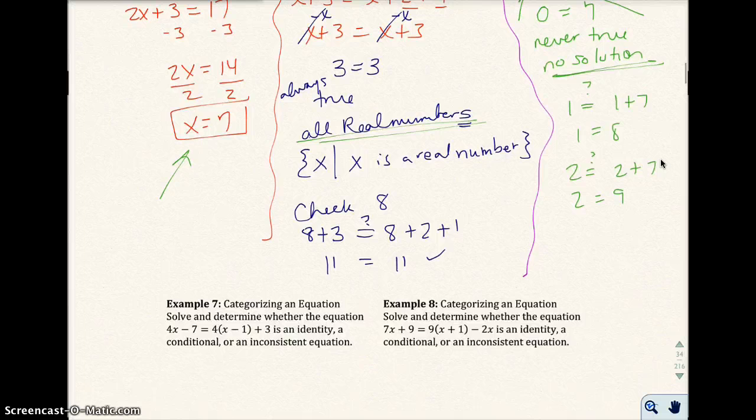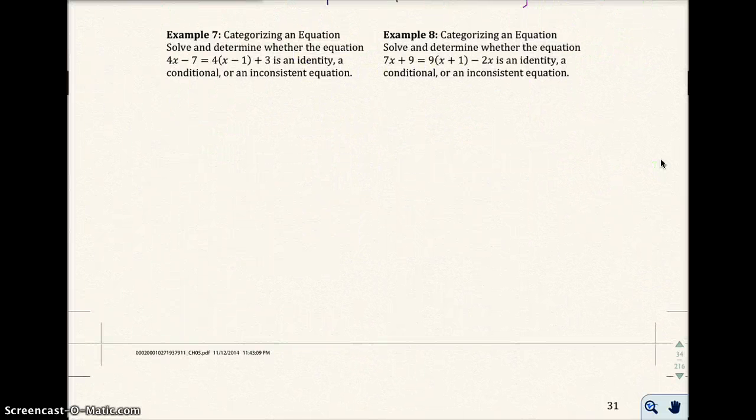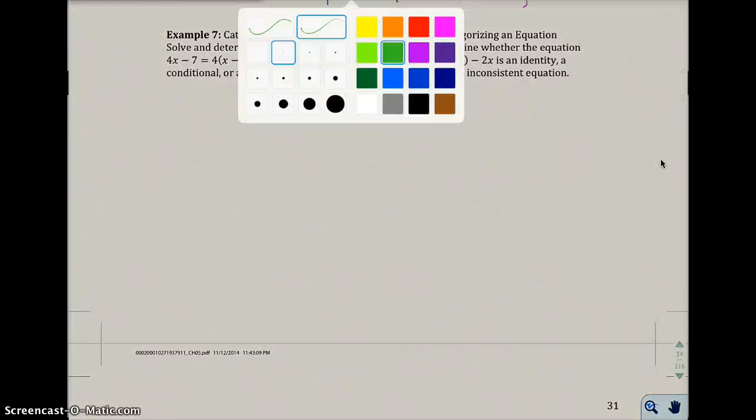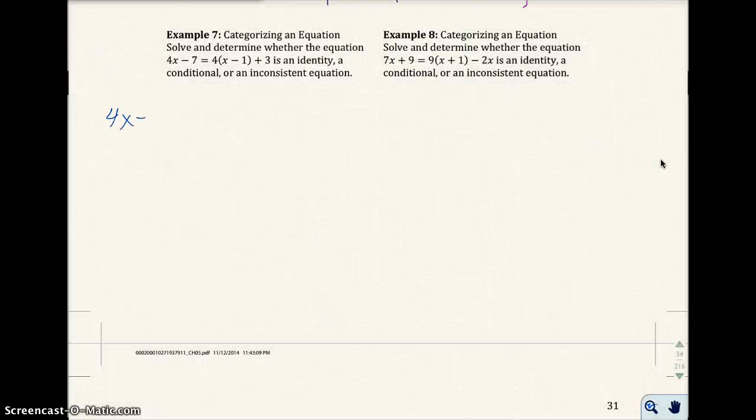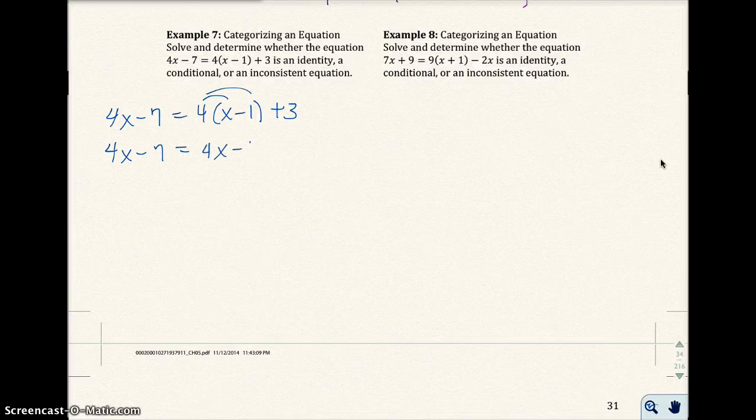Okay. So let's go ahead and see an example, and we're going to categorize what type of equation this is. Here I have 4x minus 7 equals 4 times x minus 1 plus 3. This one's really hard to see right away. This looks like a normal equation that we solved at the beginning of this section, and I'm going to treat it like one. On this side of the equation, I'm going to use the distributive property. We get 4x minus 4 plus 3, and then I have 4x minus 7 on this side. When I combine like terms, I get minus 1 here, so 4x minus 1.